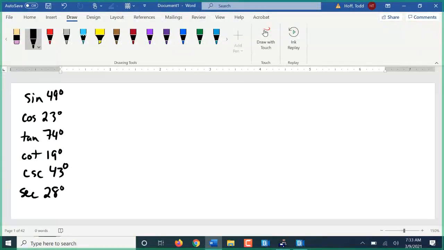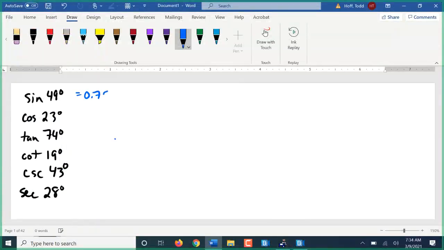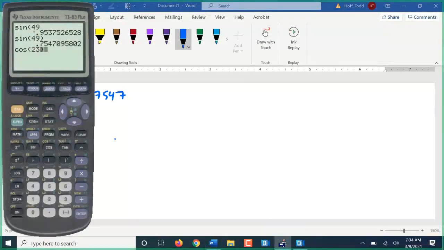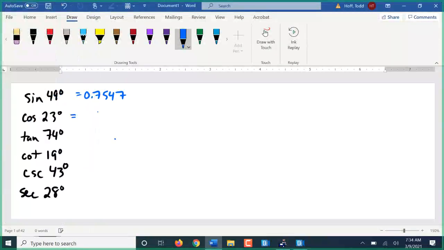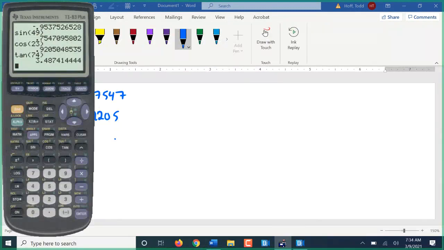Okay, so let's take a look at these, see how you're doing. Well, sine of 49, that's pretty straightforward. Just sine 49, make sure I'm in degrees. I am not right now, so I gotta change my mode. So sine of 49, 0.7547. Cosine of 23, again, just cosine 23, 0.9205. Tangent of 74, again, that's just a main function, so tangent 74 gives us 3.487.